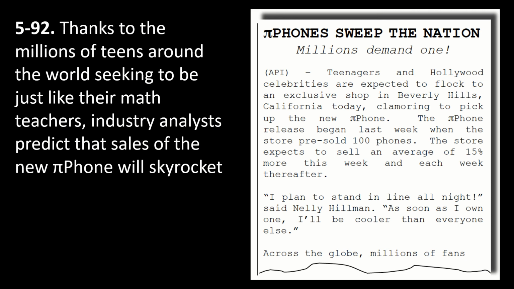Let's talk about this problem. So this article provides a situation for the number of Pi phones the store expects to sell. They start by pre-selling 100 Pi phones. Predict the number sold during the 4th and the 10th week. So the interesting thing is this number 15%, right? I'm growing by 15% each week. What is our multiplier if we're growing by 15%?